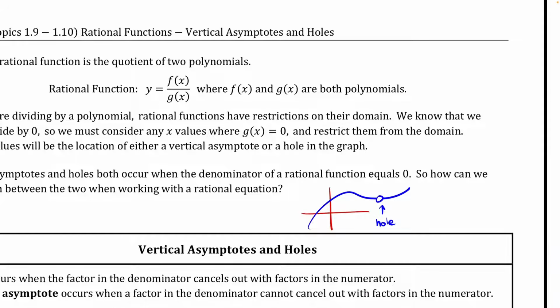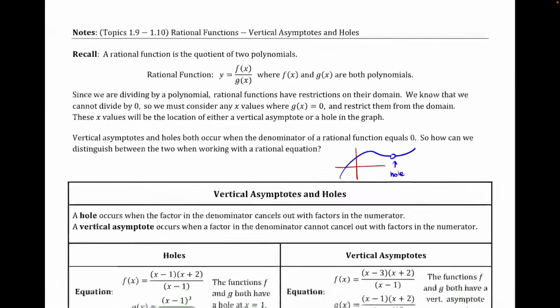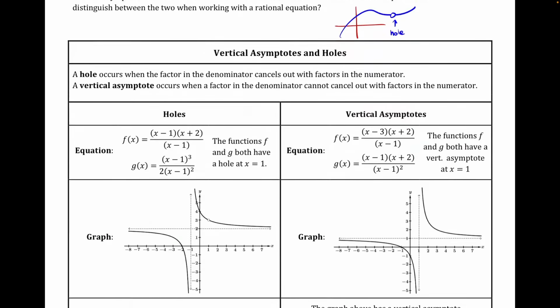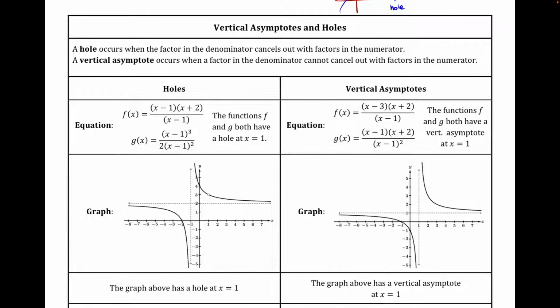We know what a vertical asymptote from yesterday looks like. It's an electric fence. Instead of being a horizontal line, it's a vertical line. Both of those values are undefined because both of those values have a zero in the denominator. And just reading on, vertical asymptotes and holes both occur when the denominator of the rational function is equal to zero, what I just said. So how can we distinguish between the two when working with these equations? So here's a quick little chart for you to help.